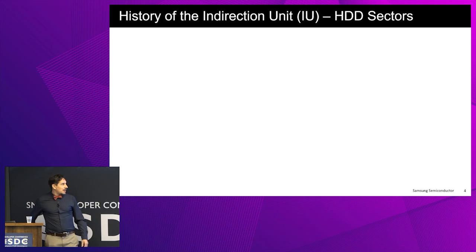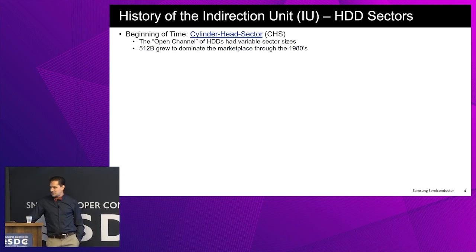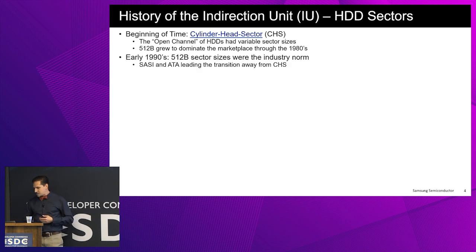With the history of indirection units, we actually have to go back to HDDs. In the beginning of time, we had cylinder head sectors. I equate this to an open channel of HDD. Eventually 512 bytes became dominant in the marketplace, and that moved over into SCSI and ATA, where 512 byte sector sizes were established. So from HDDs, we started with 512 byte sectors.